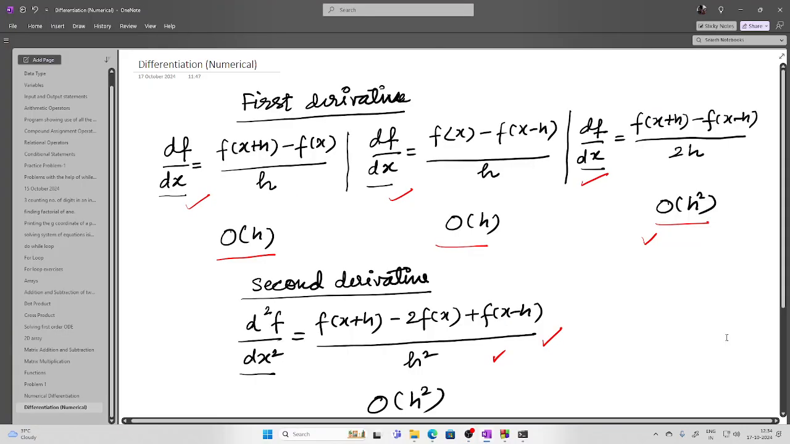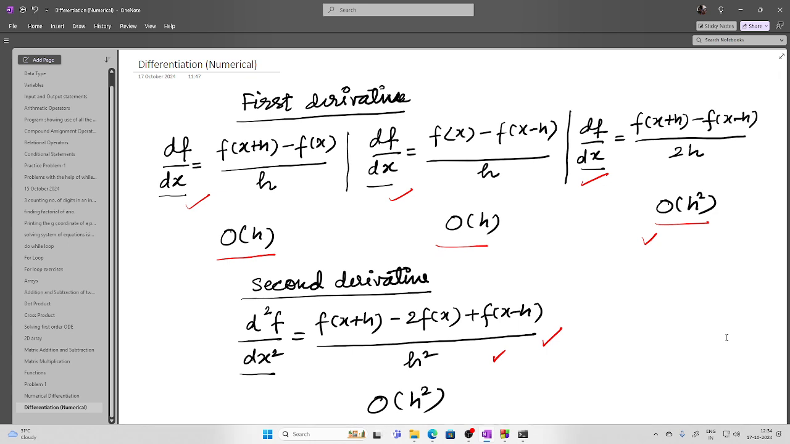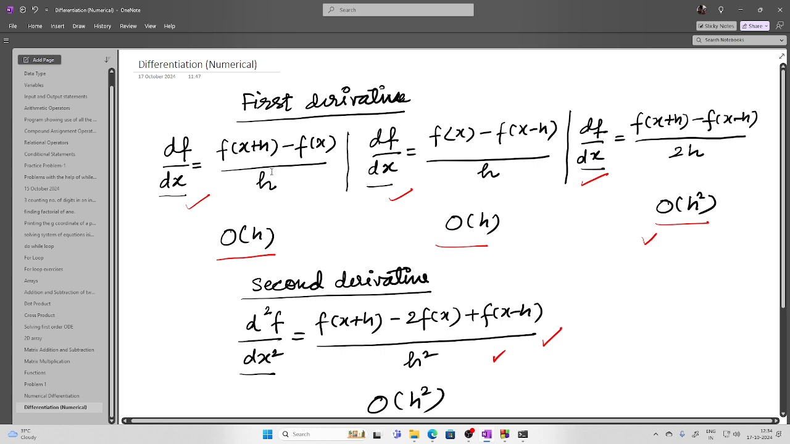Hello friends, in this video we will be using the formulas developed in the last video for the evaluation of first and second derivative of a function. So this one is the forward difference, this is backward difference, and this is the central difference for the evaluation of first derivative, whereas this is the formula for the evaluation of second derivative, and this is also central difference. So this formula and this formula, they both have an order of accuracy of h square.